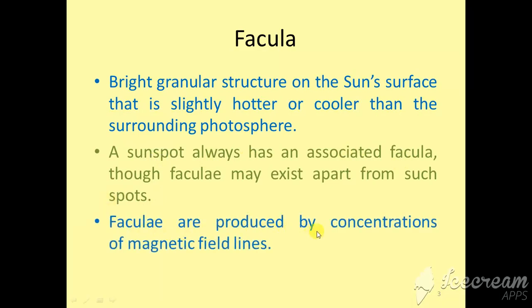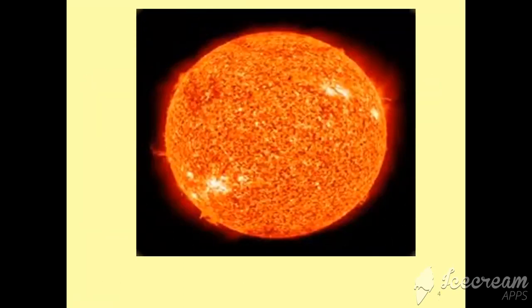Faculae are produced by concentration of magnetic field lines. It's an important fact. Please remember, faculae are produced by concentration of magnetic field lines. So this diagram will explain these bright parts. These white parts are representing the faculae. Okay.